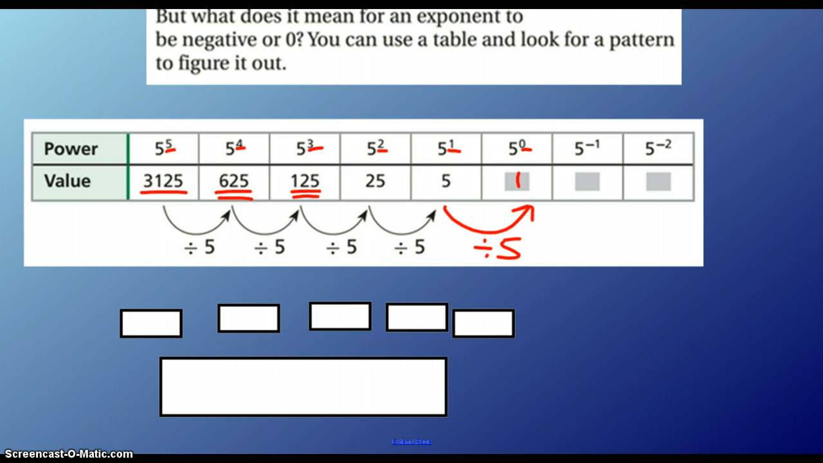Alright? And then if I continue this and I go down to negative 1, I go 1 divided by 5, well that's 1/5. And if I do this one more time, 1/5 divided by 5, that's like 1/5 divided by 5 over 1, or 1/5 times 1 over 5, right? Or 1/25. Okay, so we don't actually get negative numbers when we have something to a negative exponent. We still get a positive number, but we get a smaller number. Okay, we get a decimal.